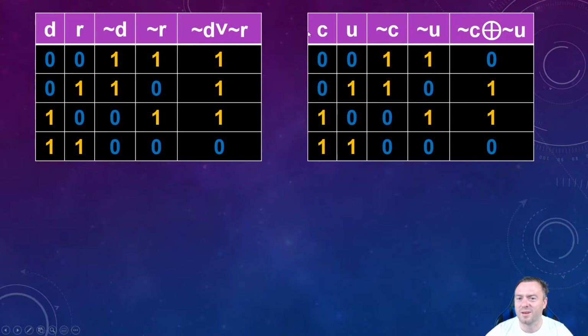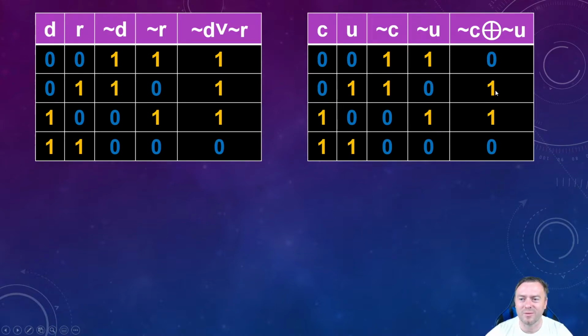The next one, if we look here, we've got C and U. So we go 0, 0, 0, 1, 1, 0, 1, 1. Not C, we invert those, so that becomes 1, 1, 0, 0. Not U becomes 1, 0, 1, 0. And then when we do not C, exclusive or with not U, we're looking for the times when there is only just one 1. So in this case, 1, 1, that doesn't work.